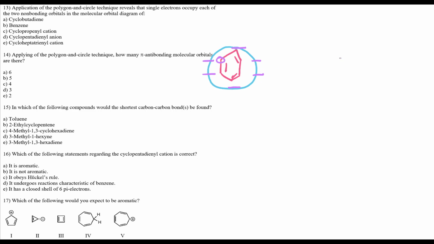So for convenience, I'm going to draw my orbitals again over here. Okay? So now we're going to have to fill in our orbitals. How many pi electrons do we have? Well, we have 3 double bonds, and each double bond is going to have 2 pi electrons, okay? So that's 2, 4, 6. That means we have 6 pi electrons, okay?